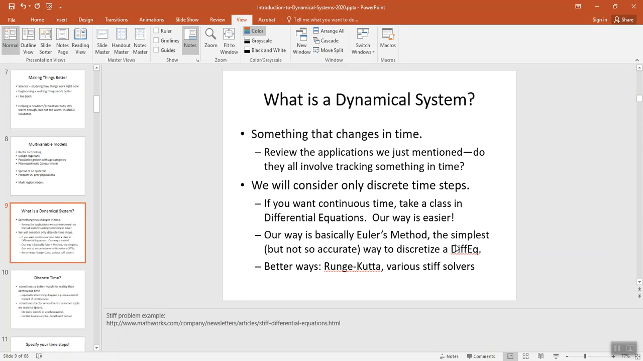And think about everything we just said. Does it involve changes in time in a way that a lot of our kind of linear programming stuff didn't, or other optimization stuff didn't involve? We're only going to be thinking about time 1, time 2, time 3, without thinking about what happens in between the times. So we're using discrete time. A class like differential equations does continuous time, and also Calc 1, Calc 2. Our way is easier. It does have a relationship to calculus using what's called Euler's method for solving a differential equation. And there's better methods for solving differential equations, and I'll leave those to your differential equations class to talk about.